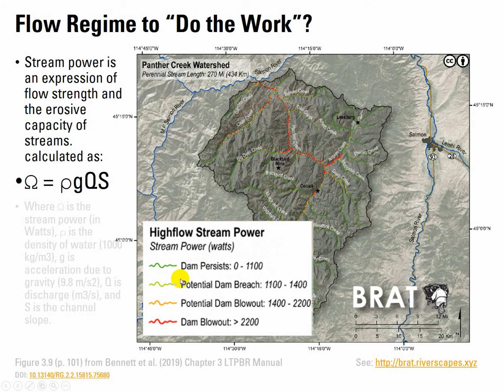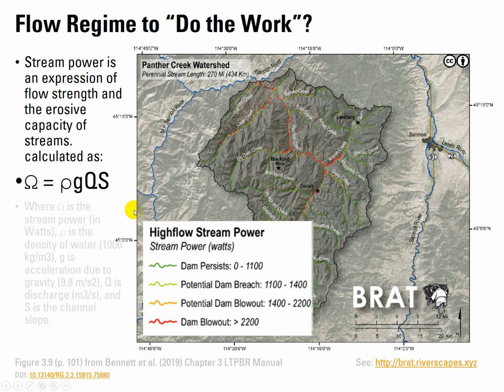And so these are roughly: the dam's going to persist no matter what, potential dam breach, potential dam blowout, or it's definitely going to blow out. That's just based off of stream power. So we can get slope off these drainage networks. So that's S. The Q is the Q that we're getting off those regional curves. Gravity is a constant, and density of water is a constant.